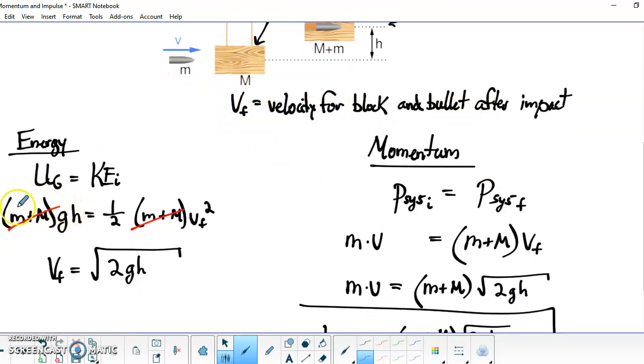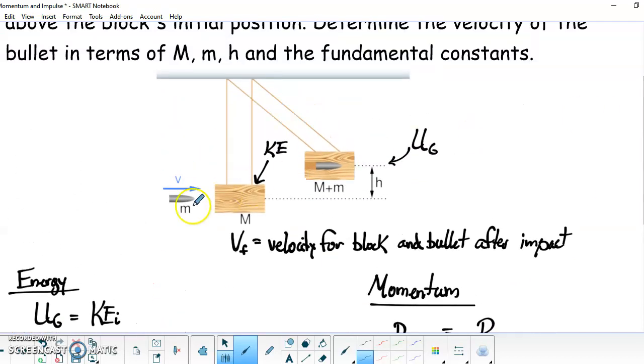So here's my m times g times h, my gravitational energy, equals my kinetic energy, 1/2 mv squared. That would give me my final velocity in terms of g and h, equals the square root of 2gh. The momentum approach would be just before a collision of our bullet and just after a collision of our bullet. Those momentums have to be equal.